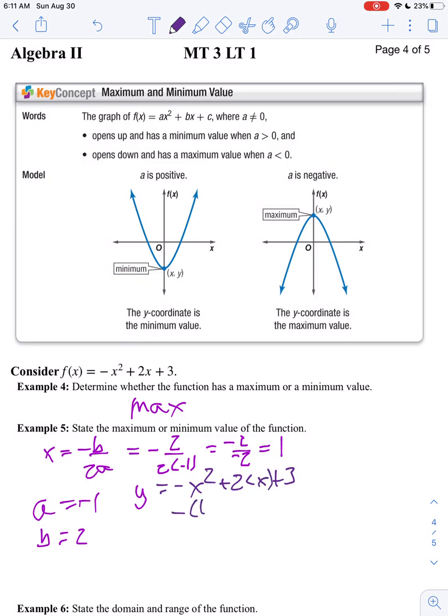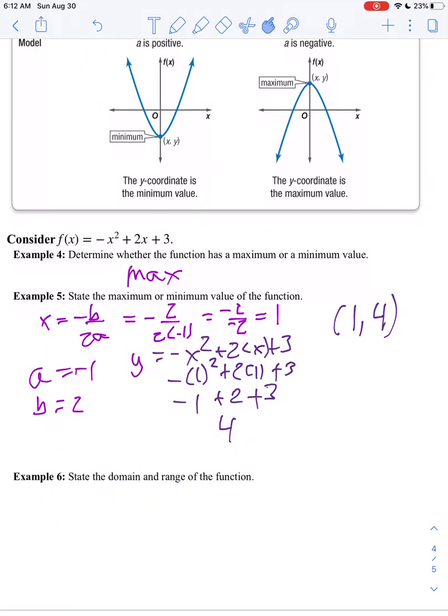So I get the opposite of 1 squared. Notice I put parentheses. The negative is not part of it. So plus 2 times 1 plus 3. Well, 1 squared is 1, but you're going to do the opposite of that, so it's negative 1. Plus 2 plus 3 is 5, minus 1 is 4. So the value of my maximum value is going to be 1, 4.